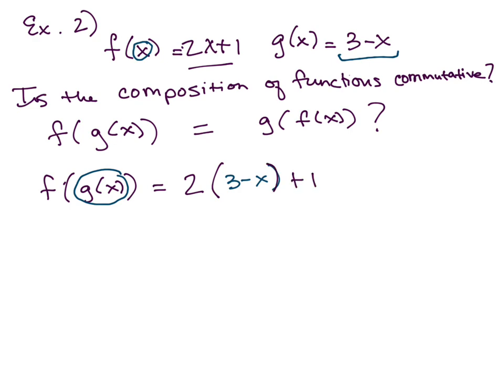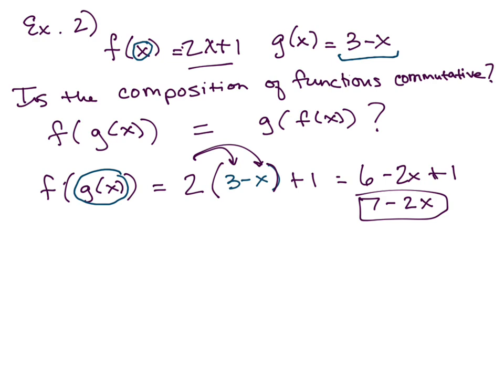See what we're doing? We took 2x plus 1. We subbed out x. We subbed in g. And so we simplify. 2 times 3 is going to be 6. 2 times negative x is minus 2x, plus 1. What do we get? 7 minus 2x. I like it. That is f of g of x. Now the question is, if we do the other way, g of f of x, do we get the same answer?